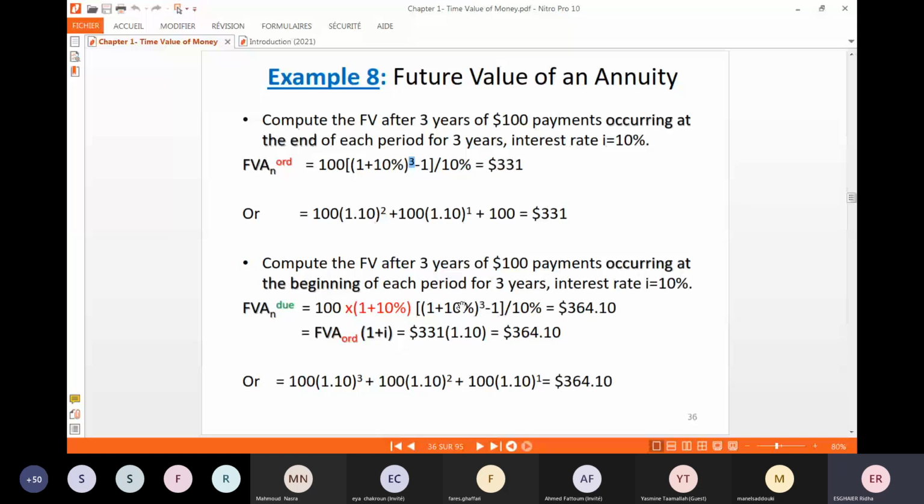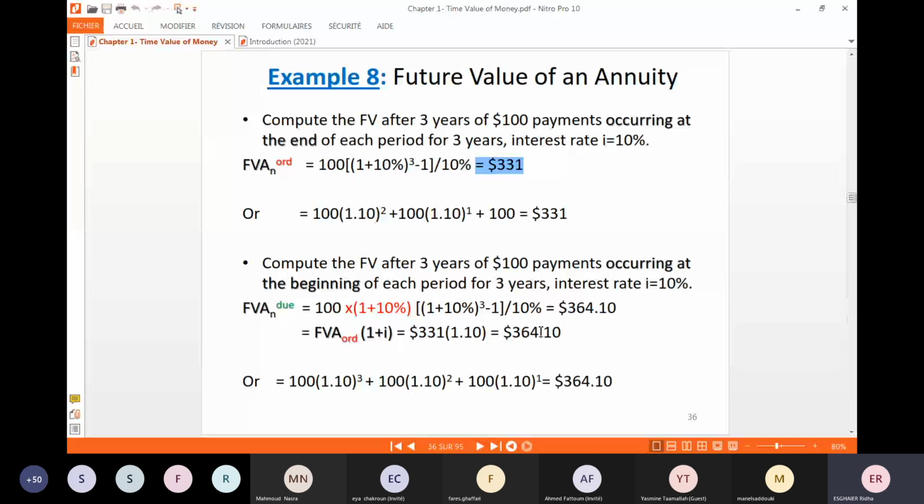You'll get 364, or simply, since the future value of an ordinary annuity is already computed here, 331, we multiply 331 by 1 plus i. You'll get the same thing. Or we can do the calculation like we did here. Each deposit separately, we have 3 deposits, we can do it.